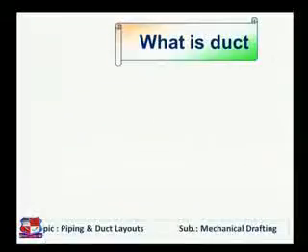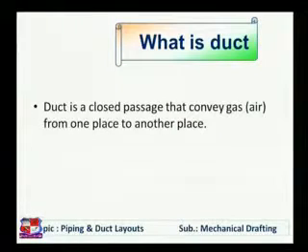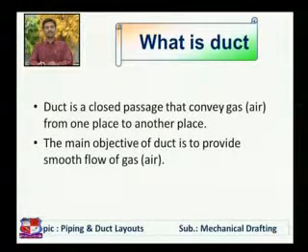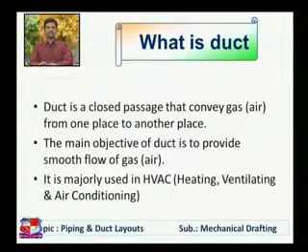Now what is duct? As we know, duct is a closed passage that conveys gas, preferably air, from one place to another place. The main objective of duct is to provide smooth flow of gas from one place to another place, and widely air is used in a duct. It is majorly used in HVAC. What is HVAC? HVAC means heating, ventilating and air conditioning system. Duct is widely used in HVAC.